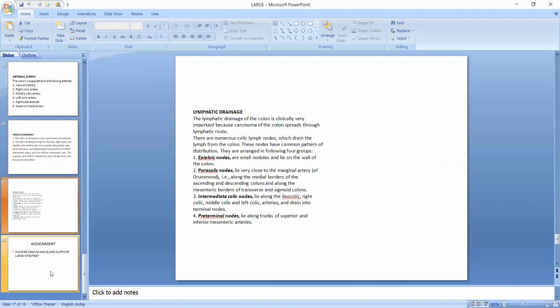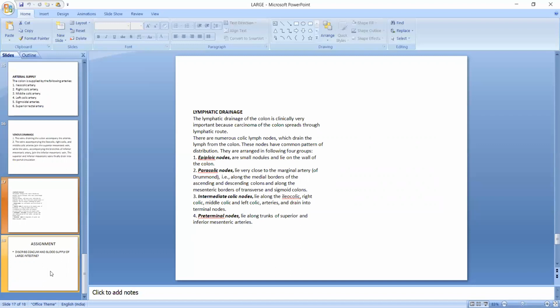Lymphatic drainage. The lymphatic drainage of the colon is clinically very important because carcinoma of the colon spreads through the lymphatic route. There are numerous colic lymph nodes which drain the lymph from the colon. The nodes have a common pattern of distribution and are arranged in four groups. These are epiploic nodes, which are small nodules lying on the wall of the colon, and paracolic nodes, which lie very close to the marginal artery along the medial border of the ascending and descending colon and along the mesenteric border of the transverse and sigmoid colon.